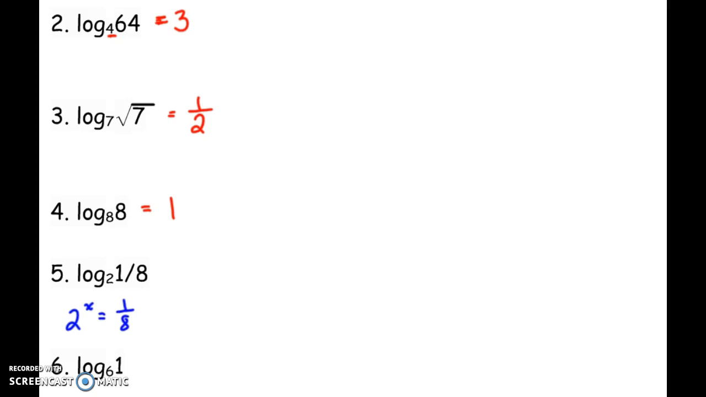When I see this problem, I'm looking for a connection between 2 and 8. And there is a connection involving the exponents. 2 to what power is 8? Third. 2 cubed is 8. But it's not equal to 8, it's equal to 1 over 8. So how could we get that 8 in the denominator? Negative exponent. 2 to the negative third is equal to 1/8. So log base 2 of 1/8 is equal to negative 3.